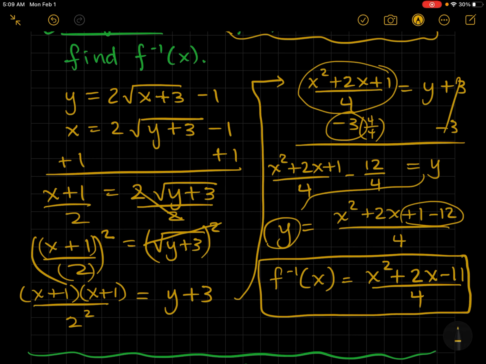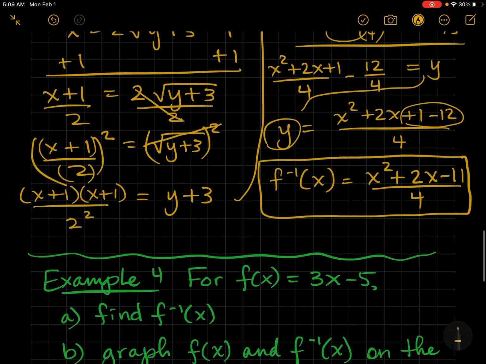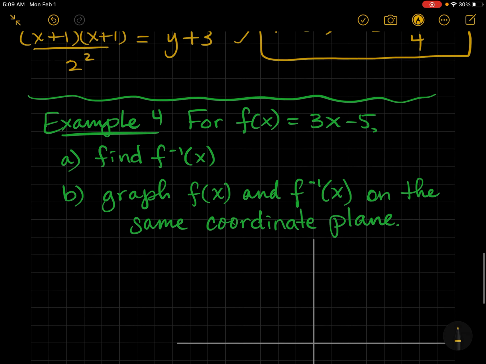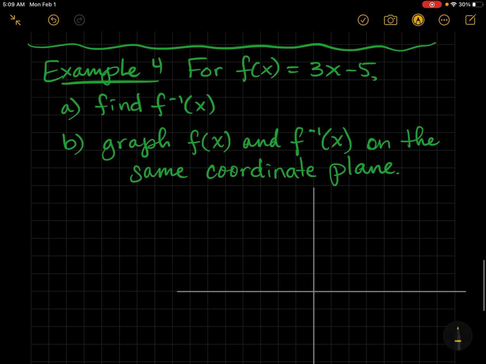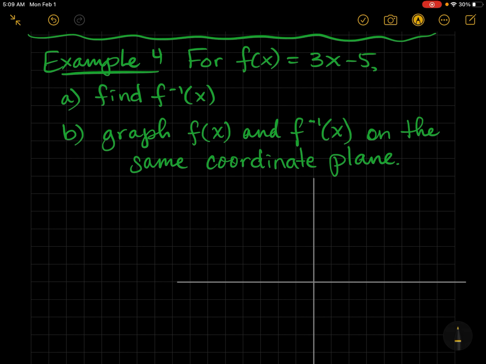Alrighty, and as you can see, we've employed some of those skills that we've already learned with binomials and combining like terms. Let's look at example 4, and this is our final example for today. It says that we're going to find f inverse of x first. So let's go ahead and do that. And this is great practice. You can't do it enough in math.